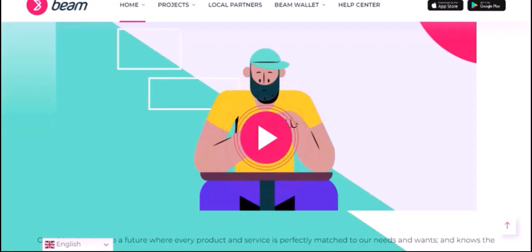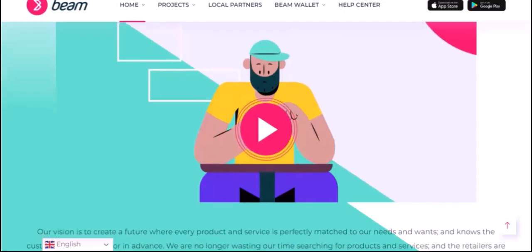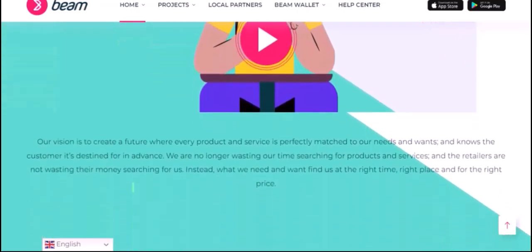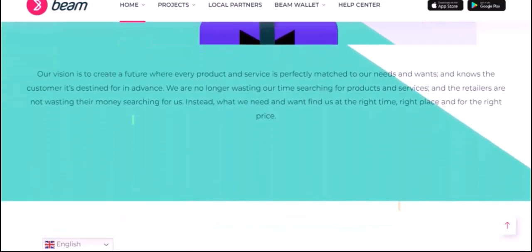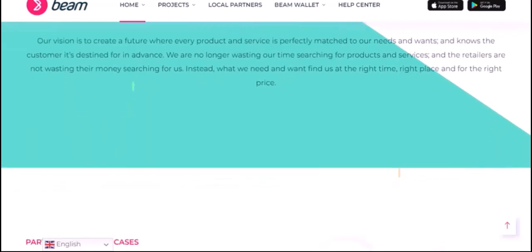bridged to Beam. It's important to note that the availability of these bridged tokens can change as the Beam network evolves. New bridges and integrations are constantly being developed, so always double-check the latest supported tokens within your Beam wallet interface or on the official Beam website.